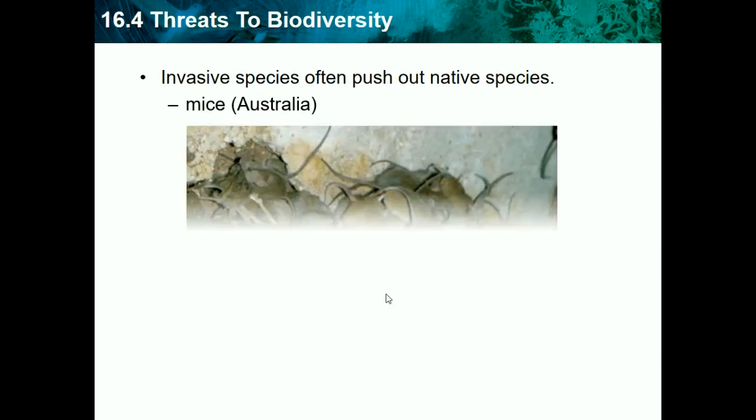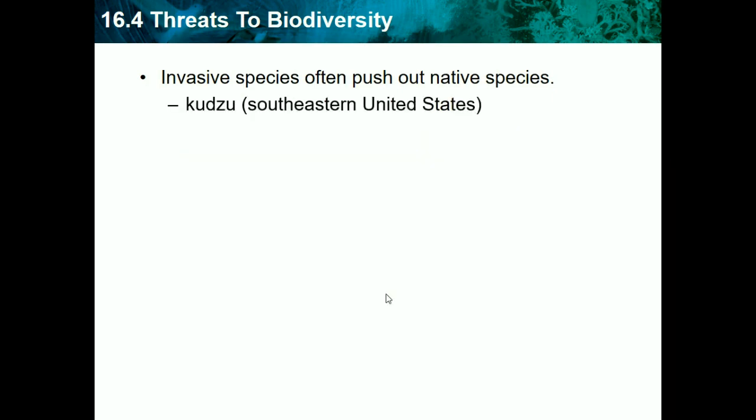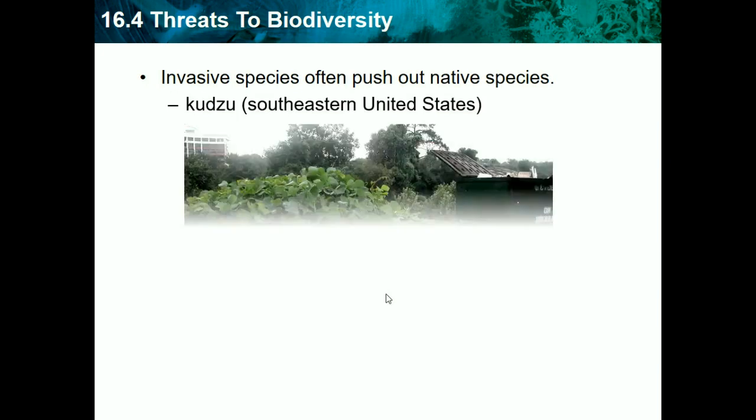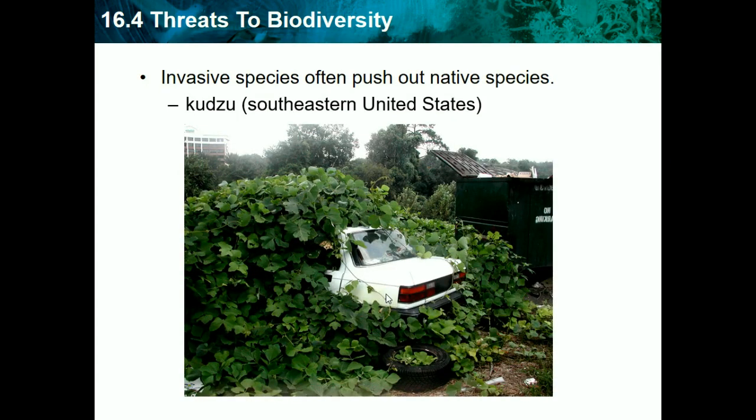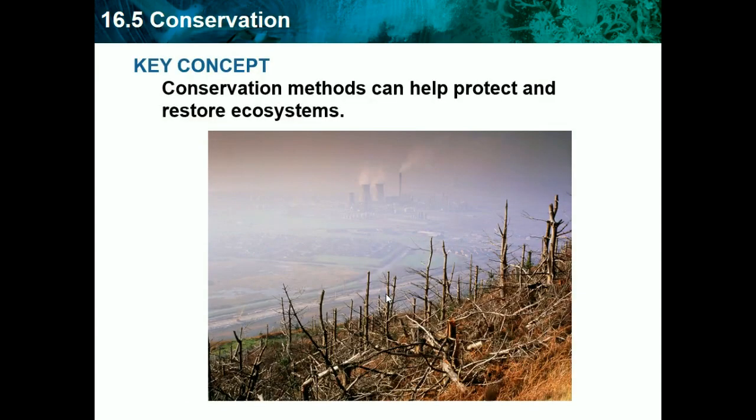So in Australia, we have these mice, and there's just a ton of mice in Australia. And then we have kudzu, which is a plant species that has competed with native species and taken over.